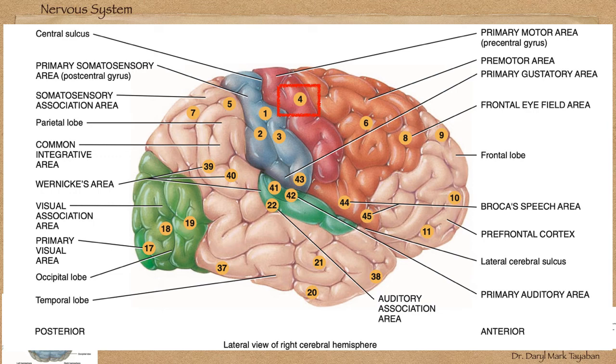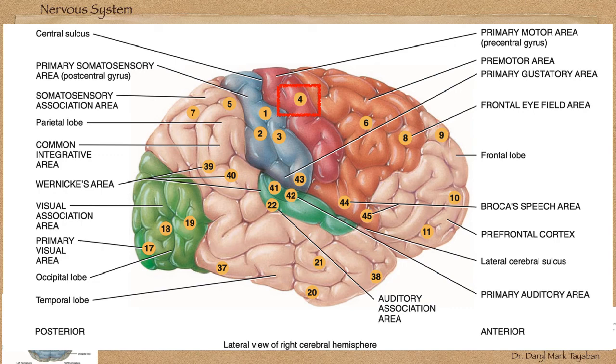So the previous ones are for sensory. Have you noticed something? Most of the sensory part is behind the central sulcus that I mentioned. So on the posterior part of the central sulcus is more on the sensory. Now in front, on the anterior part of the central sulcus, it's more on the motor.